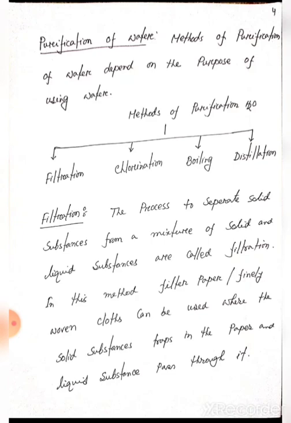In this filter paper or finely woven cloth, there are pores, and the solid substances are trapped in the pores of the filter paper, and the liquid substances will pass through the paper or finely woven cloth. So by this process we can separate solid substances from liquid substances like water. So we can purify water by this method.